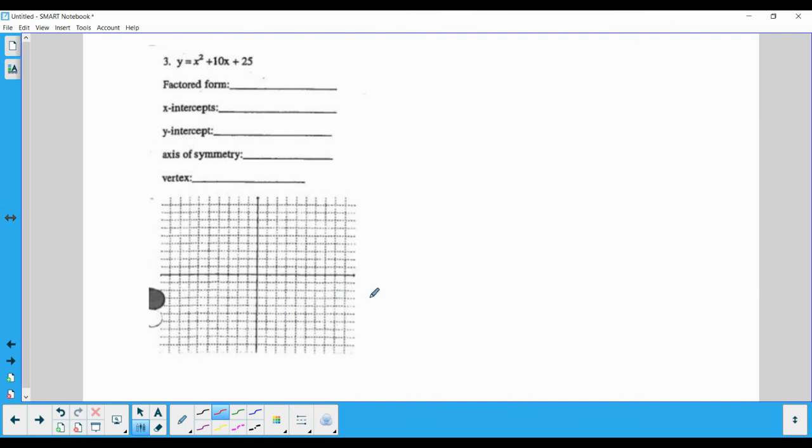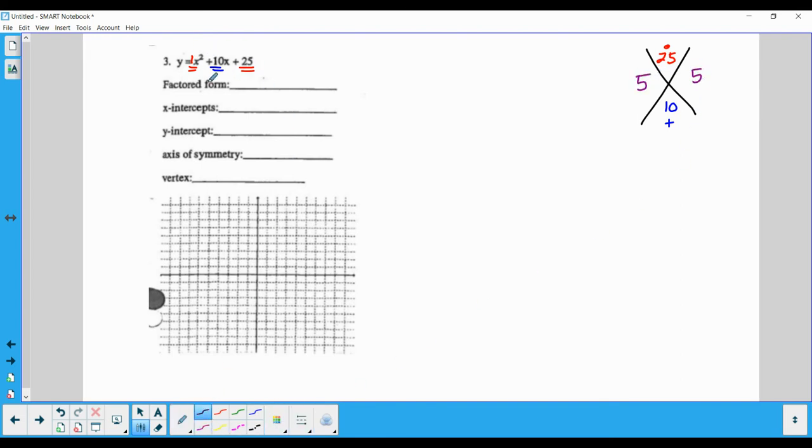So let's try this one. We need to start off by getting it in factored form. Since this is going to be type 2 factoring, because I have an a value and a c value, a constant value, I'm going to need to do the AC method. So that means I'm going to start off with my cross by multiplying a, which is 1, times c, which is 25. 1 times 25 is 25. So I'm looking for what multiplies to be 25 and adds to be 10. The two numbers that would work there would be 5 and 5.